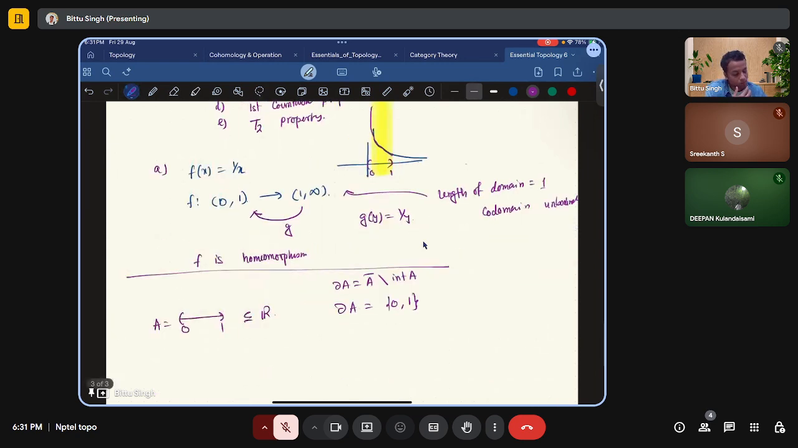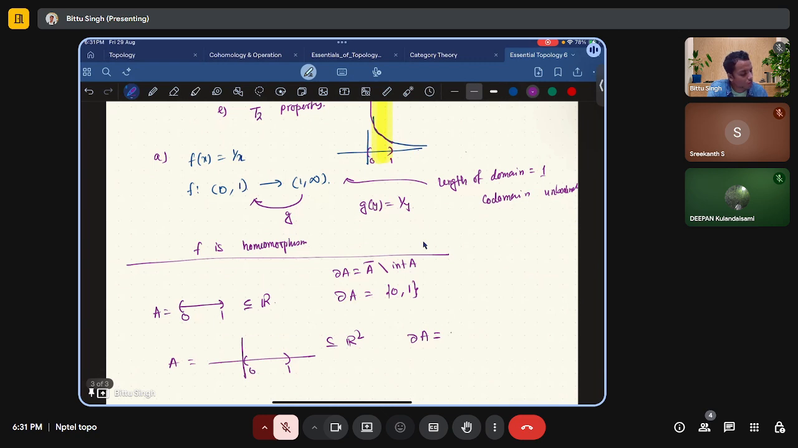Now let us again consider A equal to the same (0,1), but as a subspace of R2. Now what will be the boundary of A? The boundary of A is now closure of A minus interior of A. So what will be the closure of this open interval (0,1)? It is the closed [0,1], right?